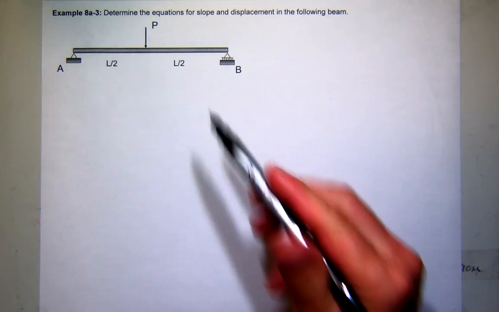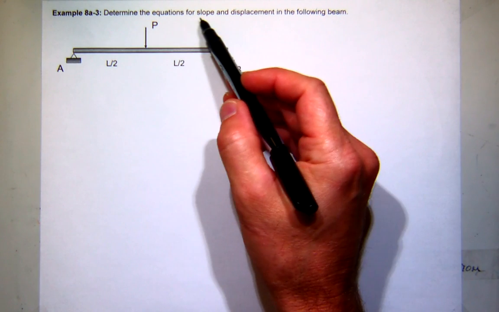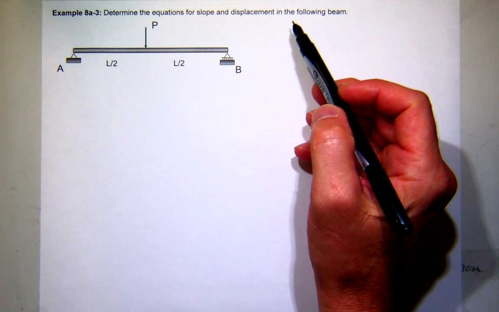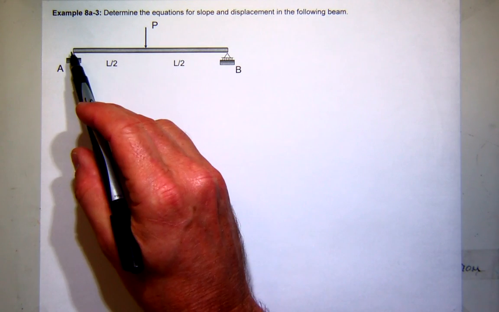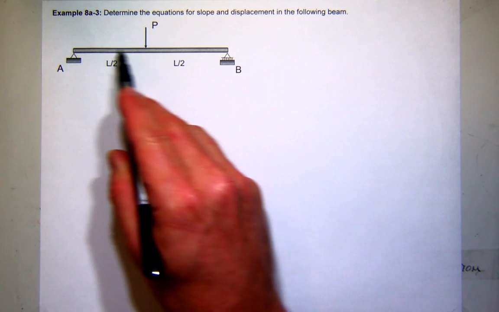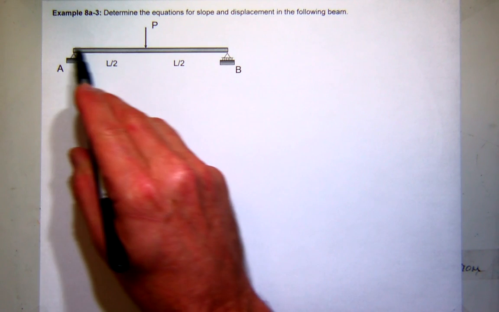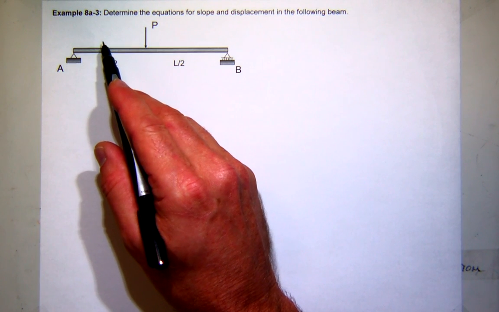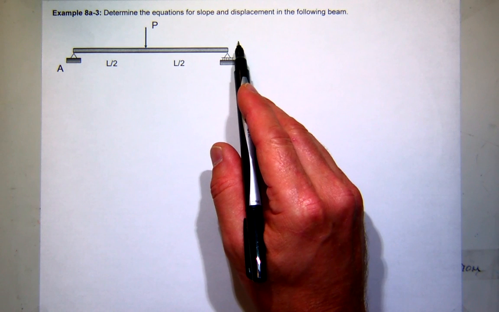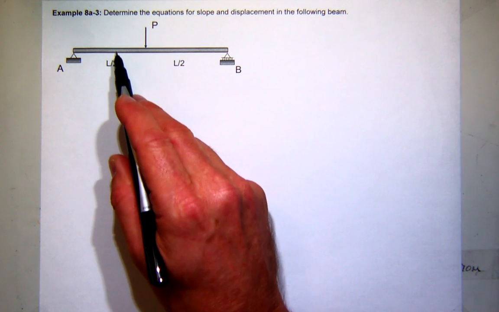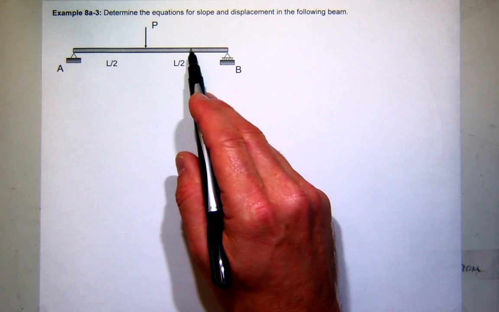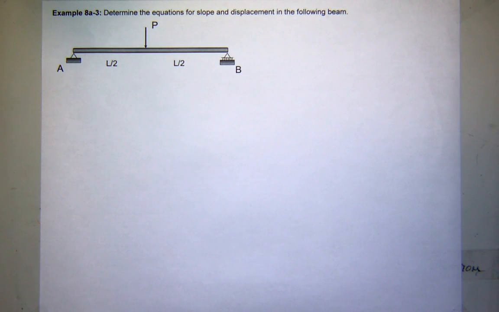Okay, let's work on this problem. Again, we're going to write equations for slope and displacement for the beam. And as we discussed just a minute ago, what makes this problem a little different is the fact that I can't write a single moment expression for the entire beam. You can see because of this load P, I'm going to have a moment expression for the first half of the beam and a different one for the second half.